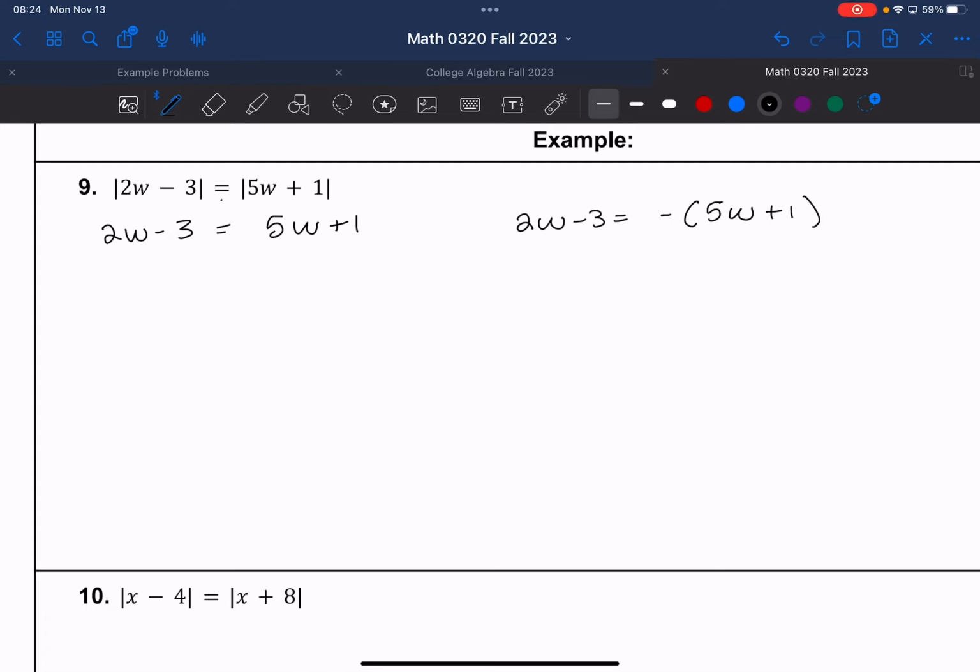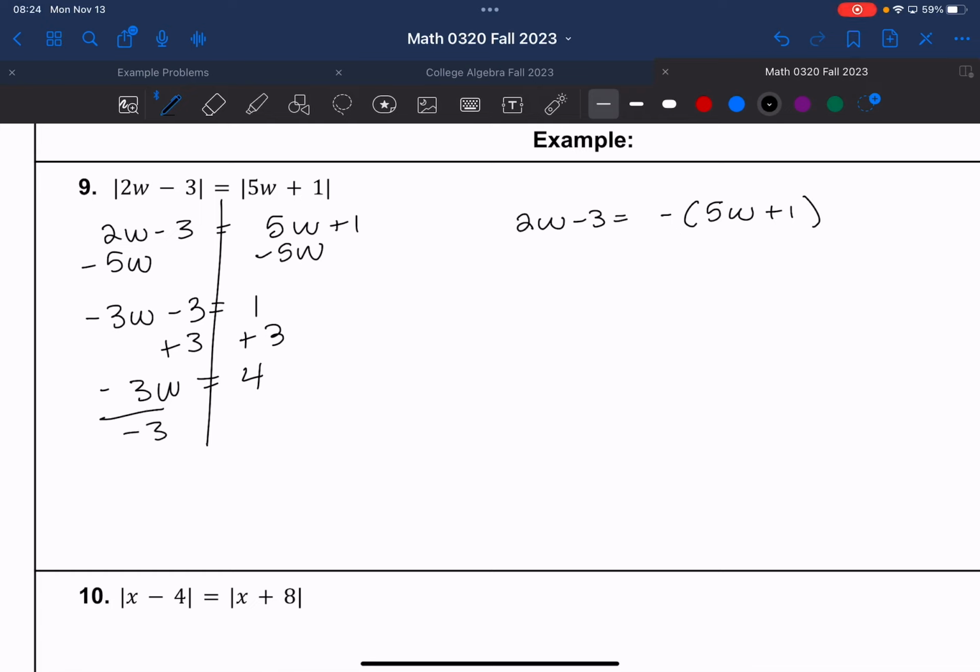So on the first one, we need to get our w's to one side and our numbers to the other. So I'm going to go ahead and subtract 5w over, and I get negative 3w minus 3 is equal to 1. Then I'm going to add the 3 over to the other side, and I get negative 3w is equal to 4. And then divide both sides by negative 3, and I get w is equal to negative 4/3. Remember, just leaving everything in fraction form.